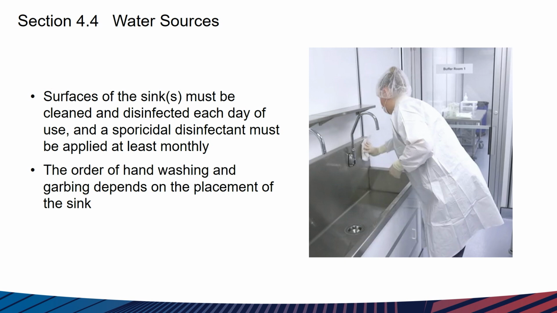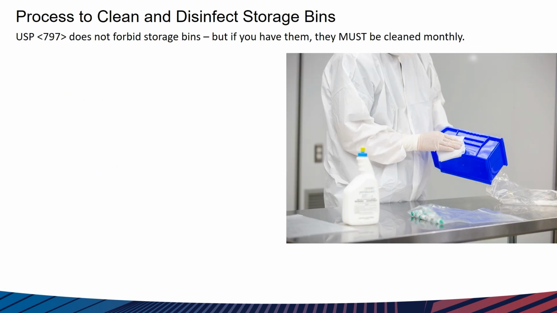And then your order of hand washing and garbing is going to depend on your placement of that sink. The 2008 chapter basically had our sink always on the clean side of the line of demarcation. We now do have the flexibility. We could put that sink on the dirty side of the line of demarcation, but it would change our donning sequence. We're not going to get into all those details today, but it is something you need to consider.